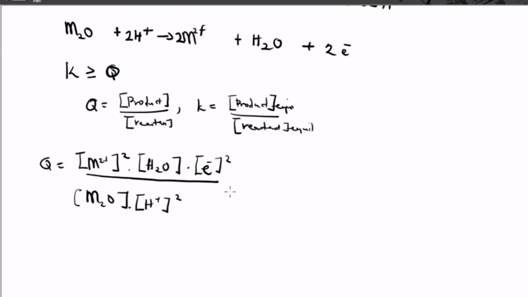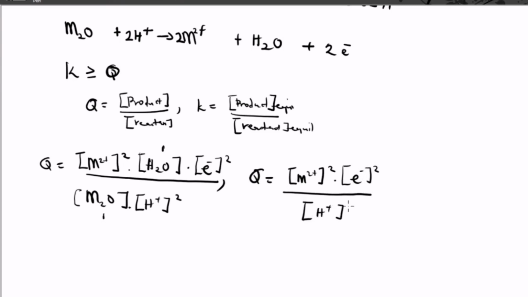We should note that in this case, all solids and liquids species tend to 1. It's very important: the activity of solids and liquids in this reaction tends to 1. So our Q then tends to M2+ times our electron exponent 2, over our hydrogen ion exponent 2. Hope you had that. Let's move on.